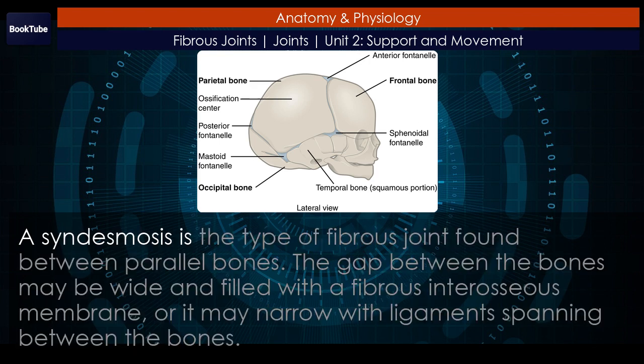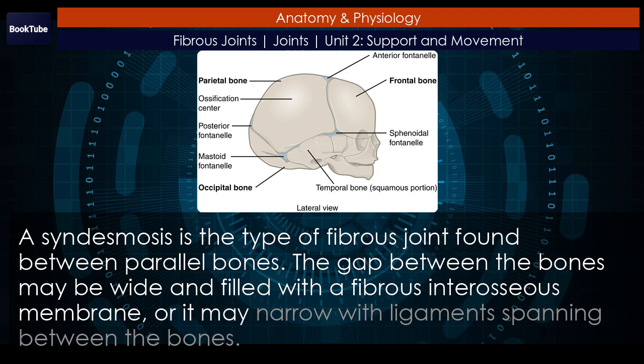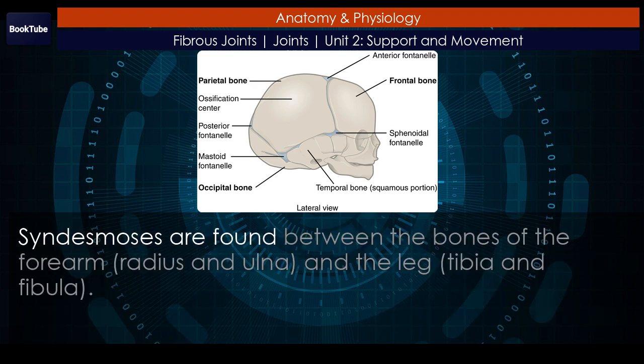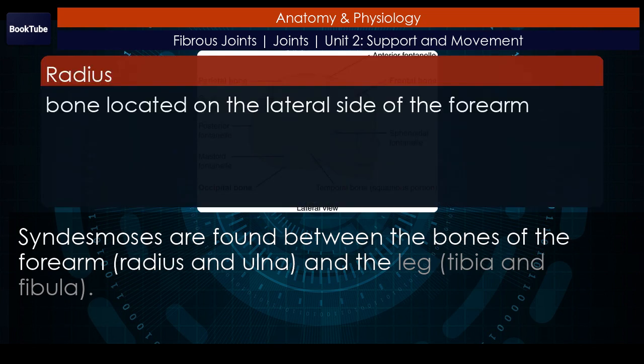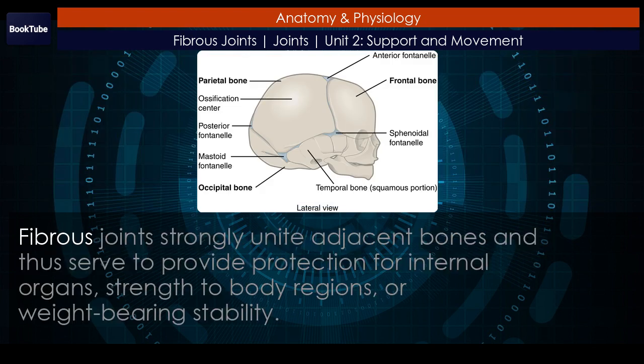A syndesmosis is the type of fibrous joint found between parallel bones. The gap between the bones may be wide and filled with a fibrous interosseous membrane, or it may be narrow with ligaments spanning between the bones. Syndesmoses are found between the bones of the forearm, radius and ulna, and the leg, tibia and fibula. Fibrous joints strongly unite adjacent bones and thus serve to provide protection for internal organs, strength to body regions, or weight-bearing stability.